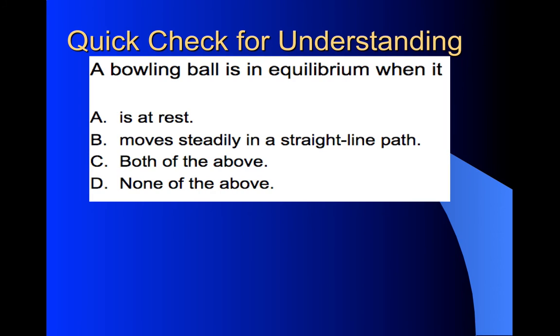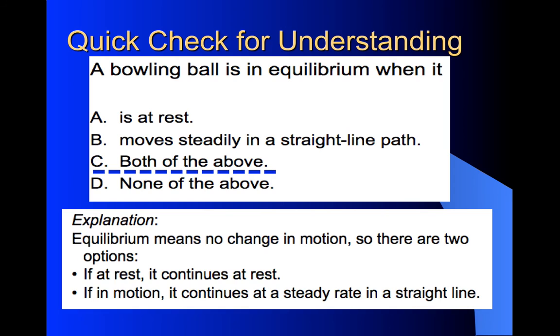Quick check. A bowling ball is in equilibrium when, go ahead and pause this and see if you know the answer. When it is both at rest and when it moves steadily in a straight line path. The explanation is that equilibrium means no change in motion, so there are two options. If you're at rest, you stay at rest. You continue at rest forever and ever until something else happens. If an object is in motion, it will continue to be in motion at a steady rate in a straight line.